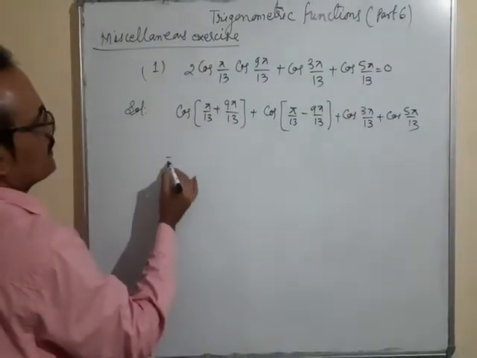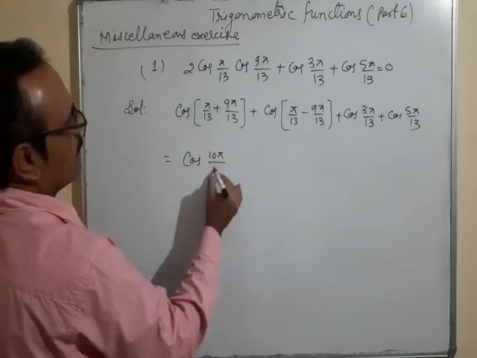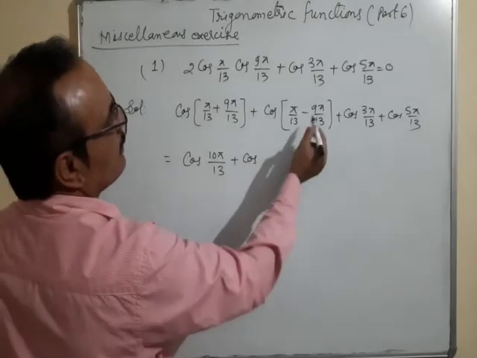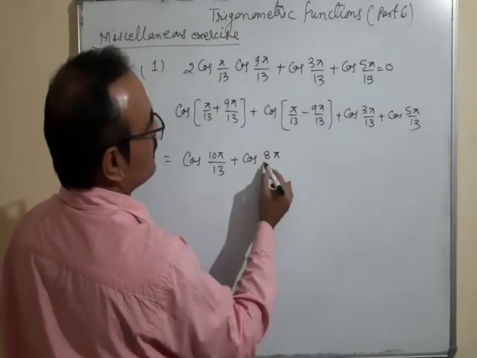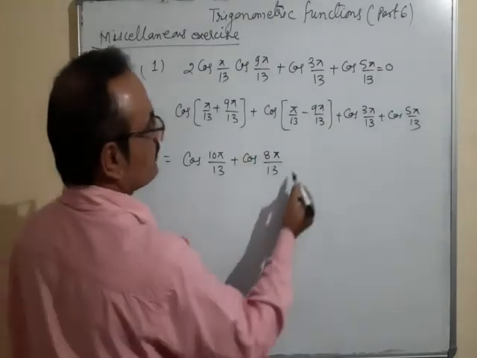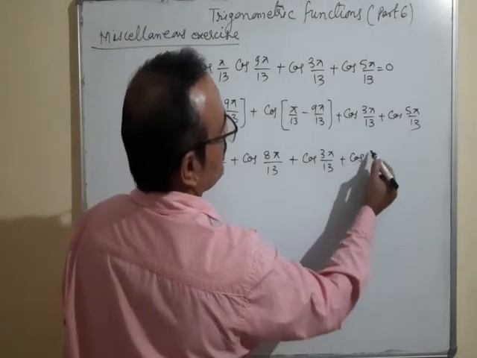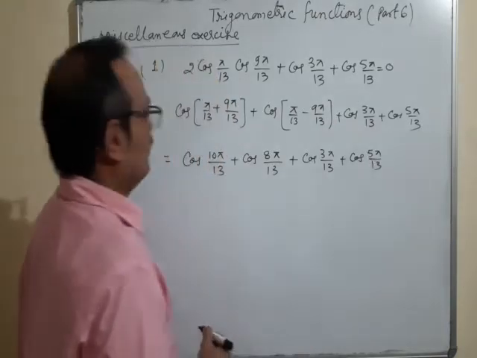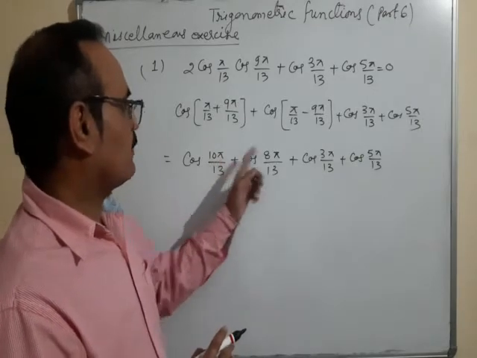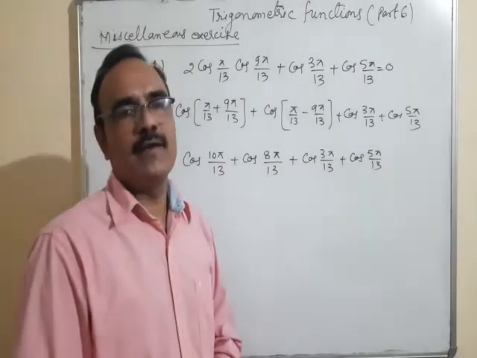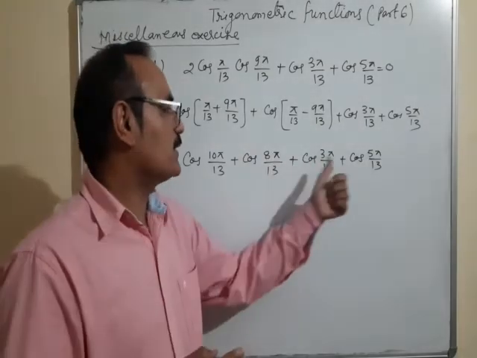Okay, what is this? Cos 10 pi by 13 plus cos of minus 8 pi by 13. So it is only 8 pi by 13 because cos minus theta is equal to cos theta. Then plus cos 3 pi by 13 plus cos 5 pi by 13. Now let us see which two terms should be taken together. 10 plus 3 is 13 and 8 plus 5 is 13. So it is better to make a group of 10 pi by 13 and 3 pi by 13, and 8 pi by 13 and 5 pi by 13.